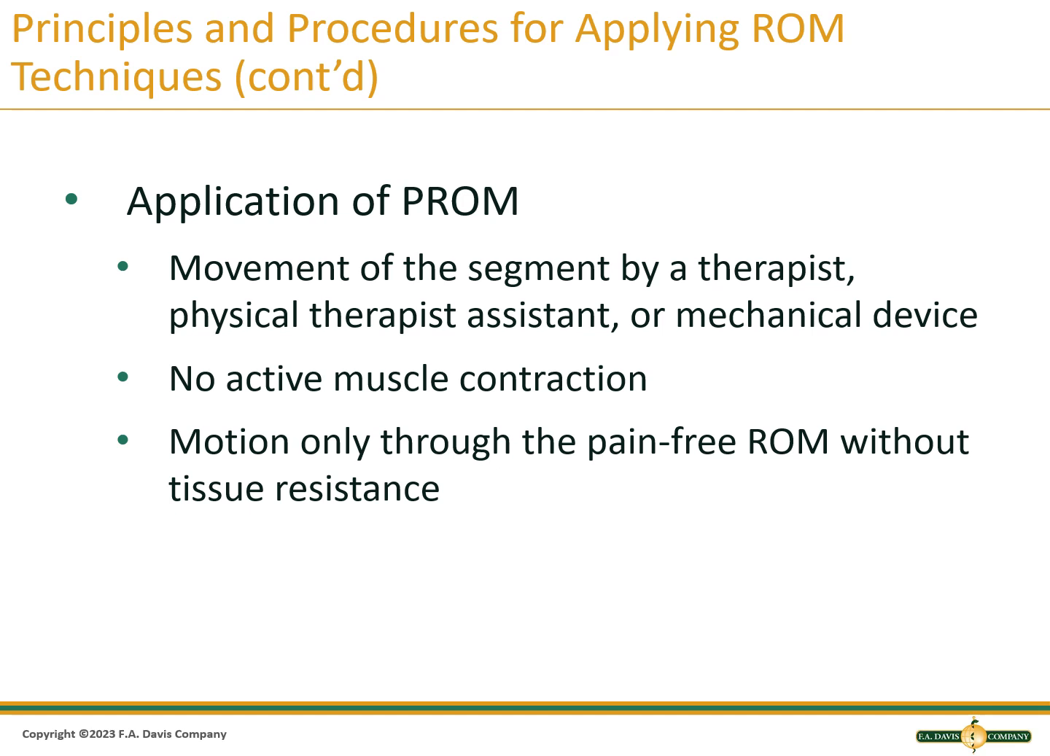So passive range of motion is applied through movement of the segment by the therapist, the PTA, or mechanical device. We'll talk about continuous passive motion in a few slides here. But there's no active muscle contraction by the patient. They should be completely relaxed, and something outside of the patient's body should be causing the movement. Motion is only through the pain-free range of motion without tissue resistance.